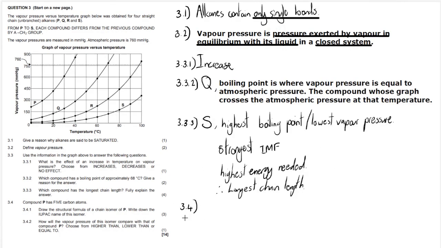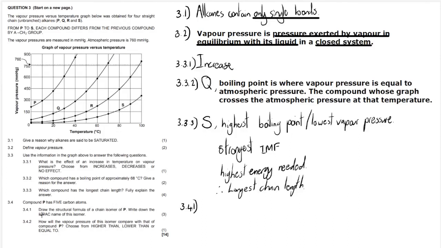3.4, compound P has 5 carbon atoms. Also, just before we continue, I'd like to point out that they said from P to S, each compound differs from the previous compound by a CH2 group. Important. Each compound differs from the previous with a CH2 group. So if they tell us about what P is, and as P goes to S, the chains become longer, we can know now exactly what each of these compounds are. Okay, so 3.4.1, draw the structural formula of a chain isomer of P.